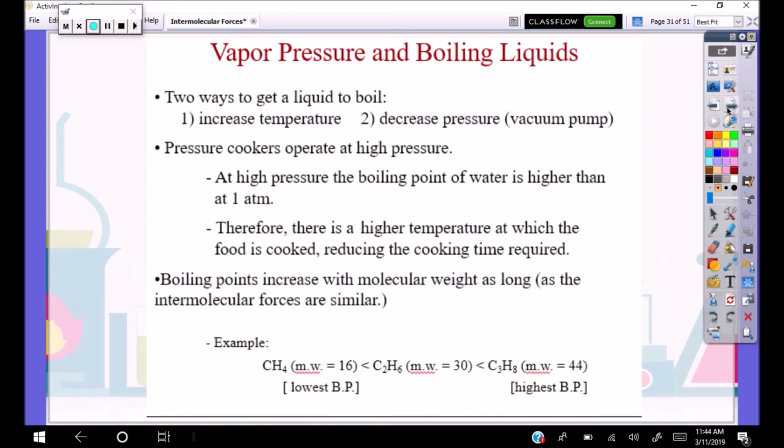Boiling points increase with molecular weight as long as the intermolecular forces are similar. Again, that's a correlation, not an explanation. When we're looking at boiling points, you need to talk about polarizability. Molecular weight just means we have larger electron clouds. There's a larger mass, we have a corresponding number of electrons. Larger electron clouds are more polarizable, therefore stronger intermolecular forces.